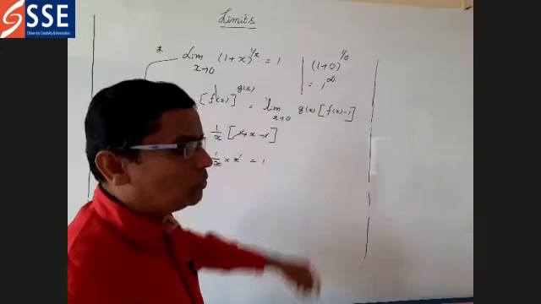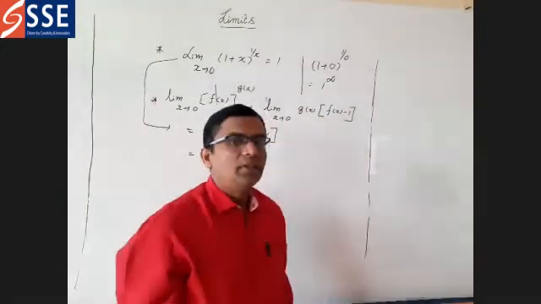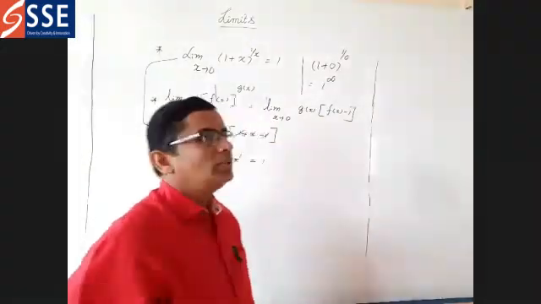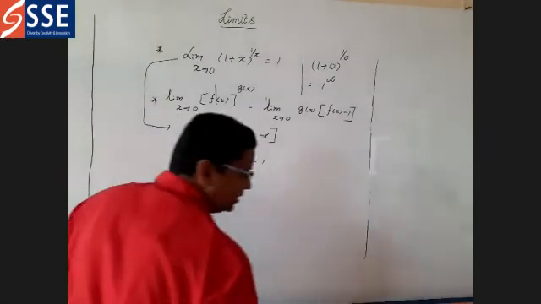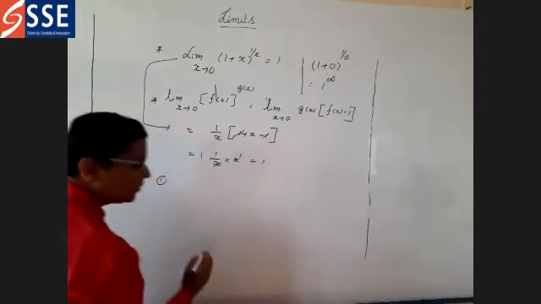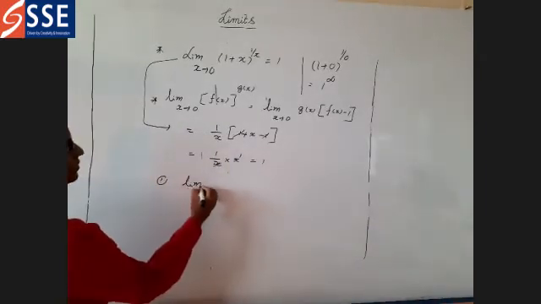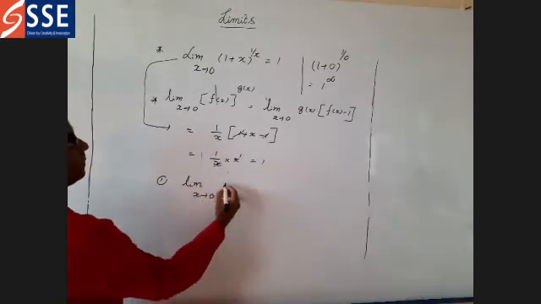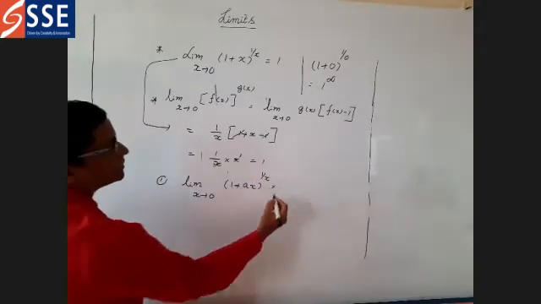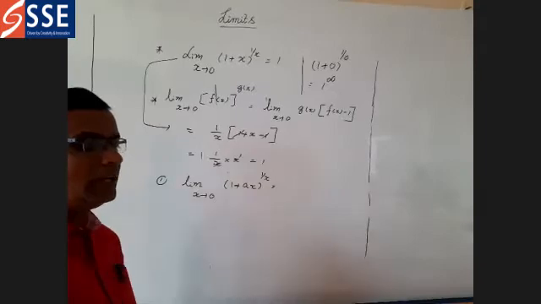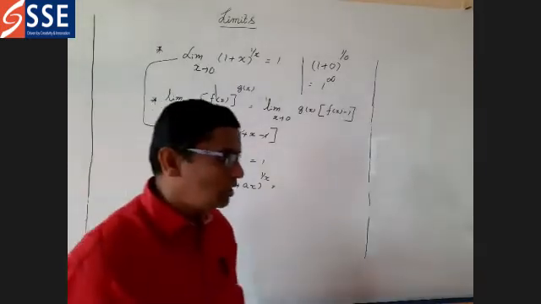Shall we move on to some examples? If you understand, type the answer in the chat for the remaining ones. Can anybody say what is the answer for limit x tends to 0 of (1 plus ax) whole power 1 by x? Can you type it in the chat box?